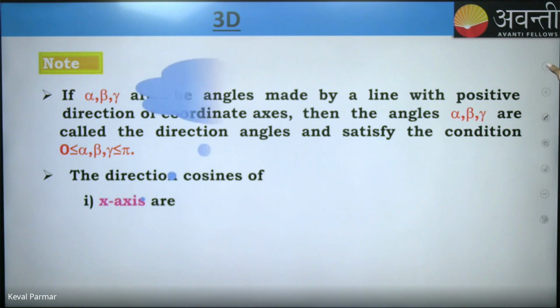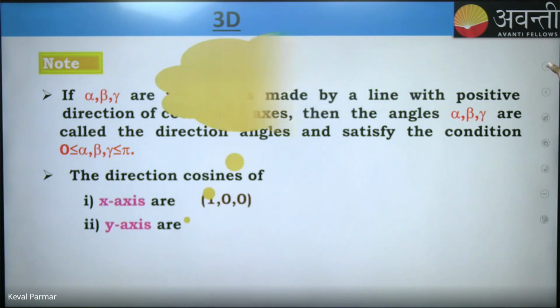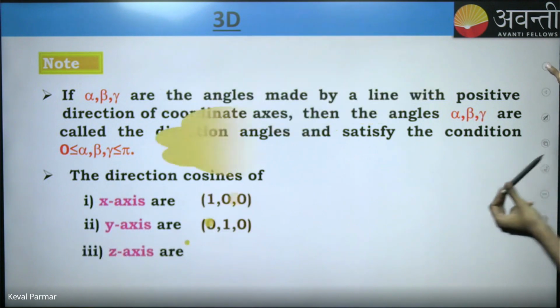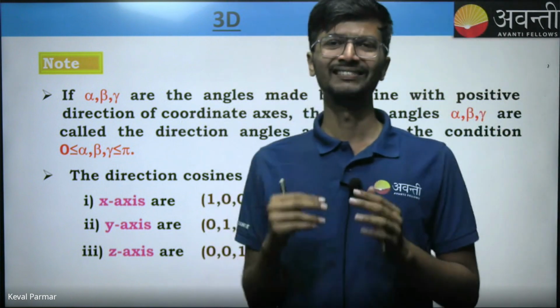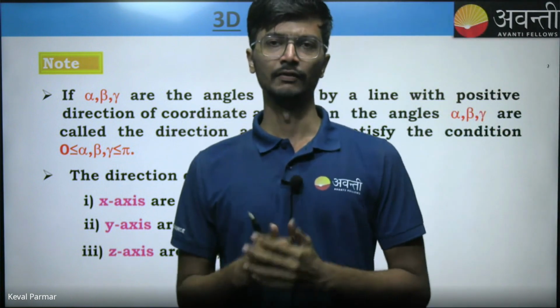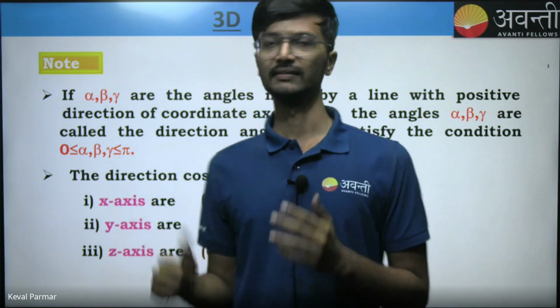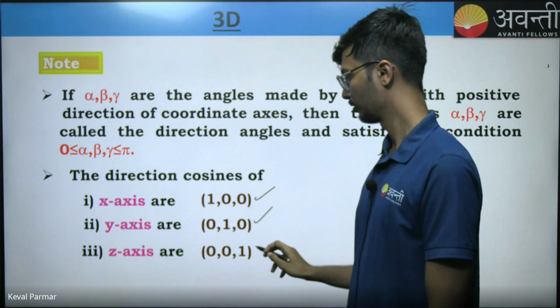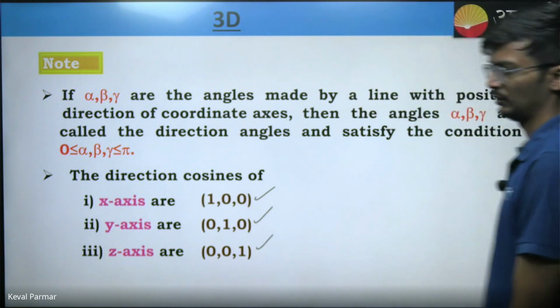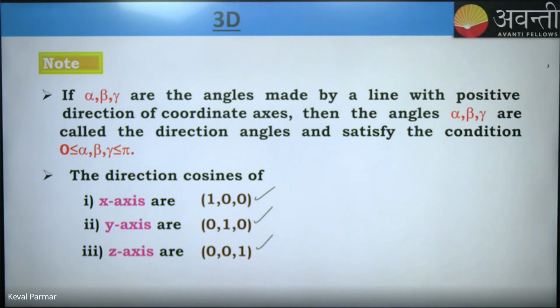Direction cosines of the x, y, and z axis. If we consider the x-axis as a line itself, the direction cosines of the x-axis will be 1, 0, 0, the y-axis will be 0, 1, 0, and the z-axis will be 0, 0, 1. Correct, guys?